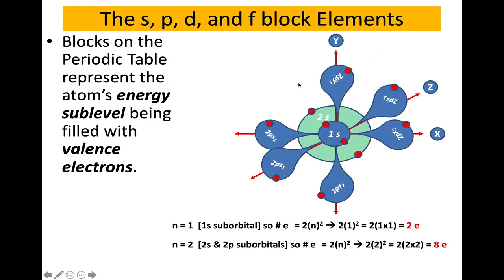2 on the 2s plus 8. And that's just for the second row. Everybody on the second row all have that inner 2 plus up to 8 more. So I can get up to 10 electrons if I'm on the end of the second row. 2 plus 8.